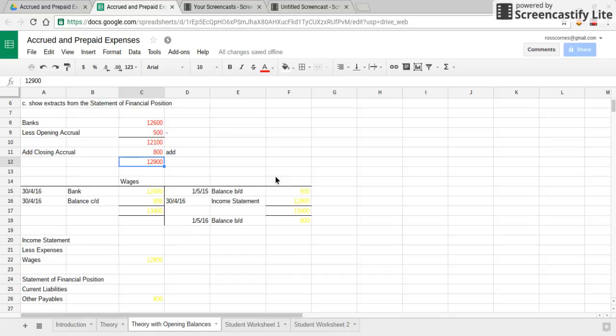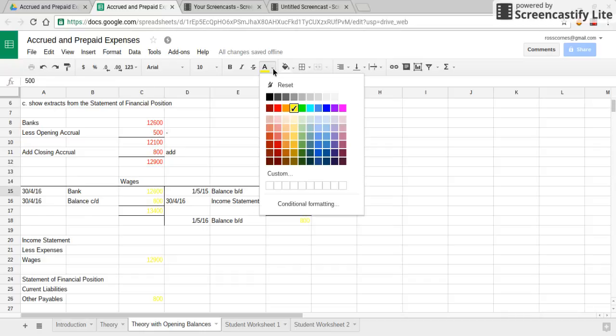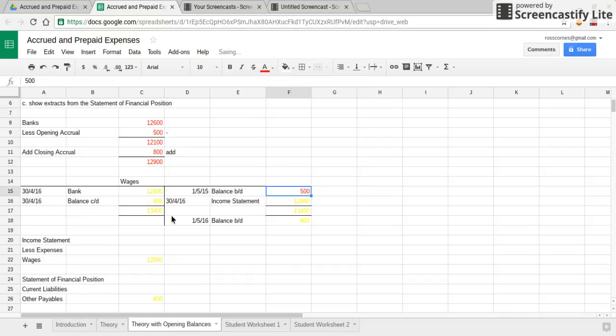So let's look at the logic of how we've got that. Well, the first one is the opening balance. The opening balance was a liability at the start of the year, so that goes on the credit side. The bank is an easy entry, so we should always get a mark for that. That goes on the debit side, it's $12,600, what was actually paid. And the balance carried down, we're going to add that on, so it goes on the same side as the bank entry because it's going to increase the amount of expense.